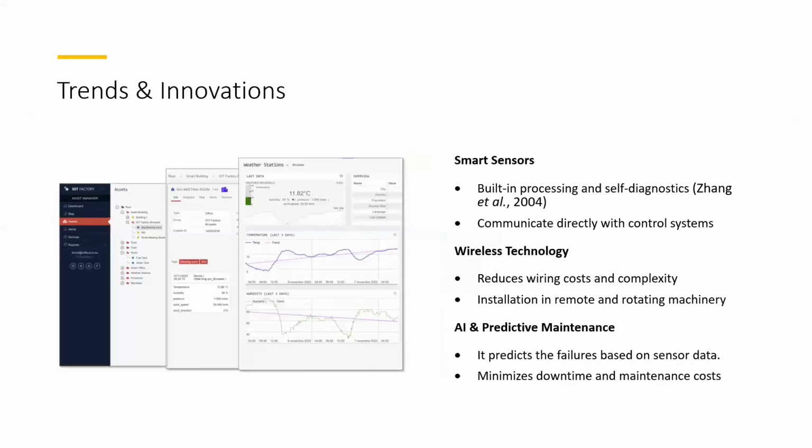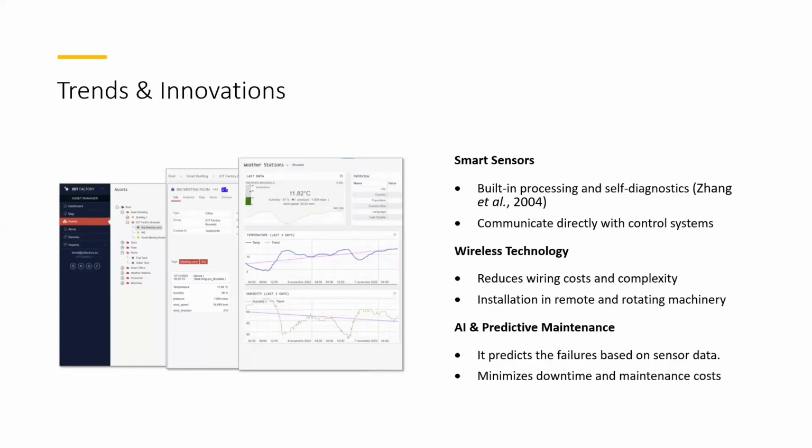The trends and the innovations are varied. Presently, we have a lot of smart sensors. There are even self-diagnostic sensors, and some have the ability to communicate directly to the controllers themselves because they are smart sensors. We have wireless technologies, a lot of which are now more available. And the advantage is that they reduce the wiring cost and also reduce complexity.